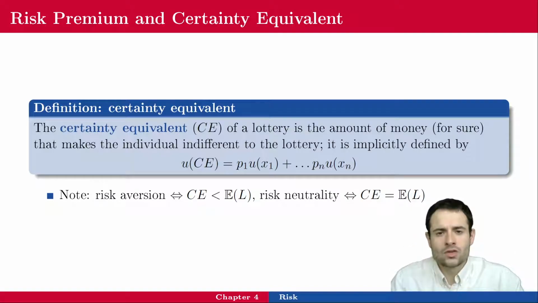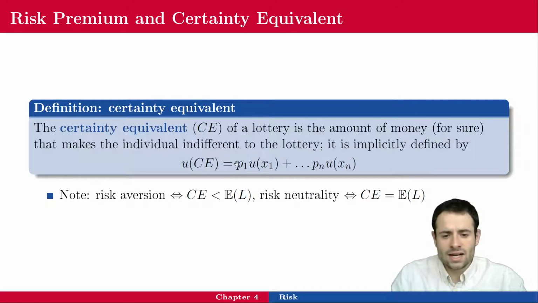However, if you're risk neutral, we saw that the utility of the expected gain is equal to the expected utility. So this equality is exactly the same, and so the certainty equivalent in this case is equal to the average gain of the lottery.